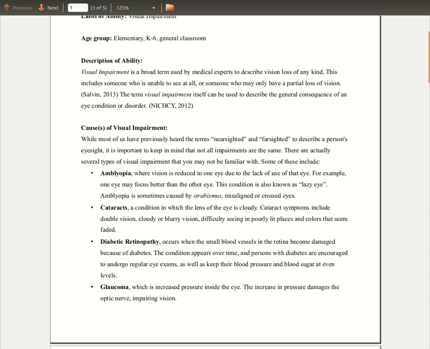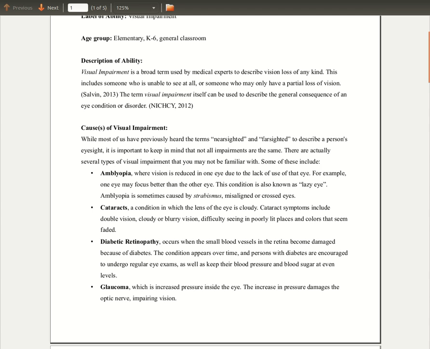Now, visual impairment is typically a broad term that's used by professionals to describe vision loss of any kind. So this would include anyone who's not really able to see at all to someone who may only have a partial loss of vision. It can usually be used to describe the general consequence of an eye condition or a disorder.